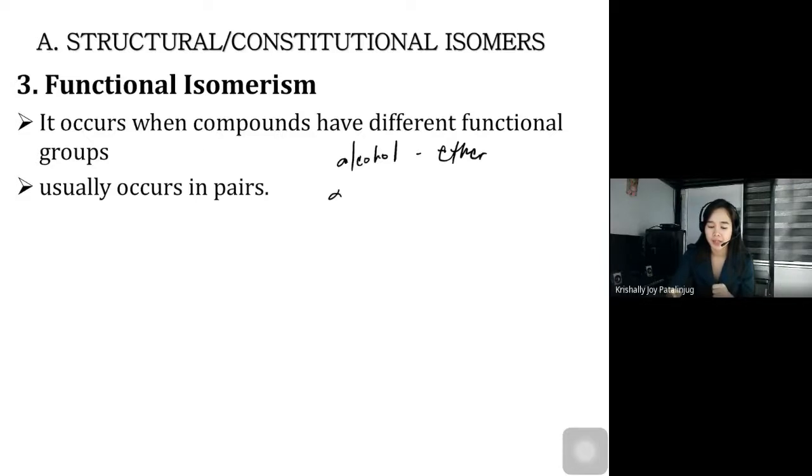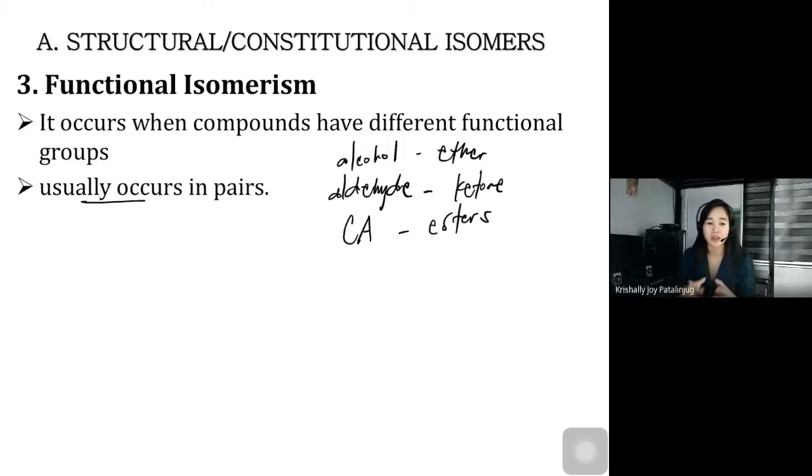Another example, ang aldehyde molecule, if you obtain an aldehyde molecule from a formula, it will also have an equivalent functional isomer in a form of ketone. And another example, kapag carboxylic acid yung pwede mong ma-obtain from a formula, meron din niyang equivalent functional isomer na esters. That's why, sabi dito, it usually occurs in pairs.